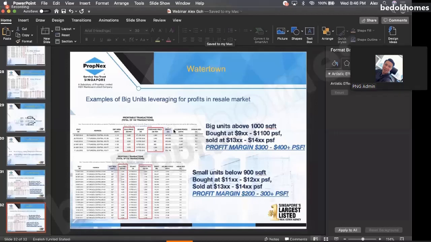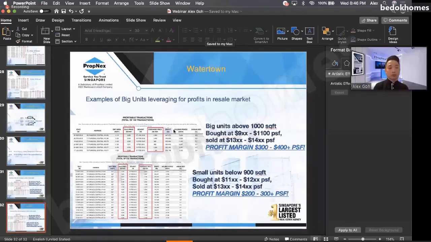Very interestingly, you pointed out that in a mixed development, the bigger units and the smaller units will eventually hit the same per square foot. Maybe can you explain, in normal projects, do the smaller units command a higher PSF when you buy in?